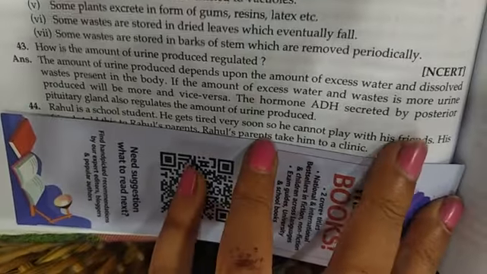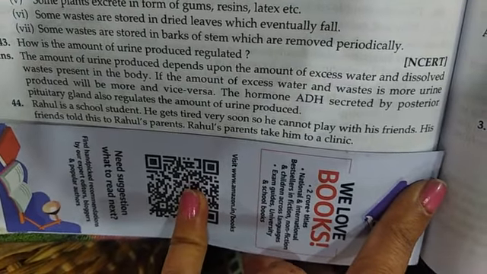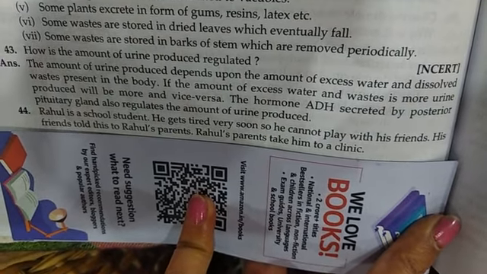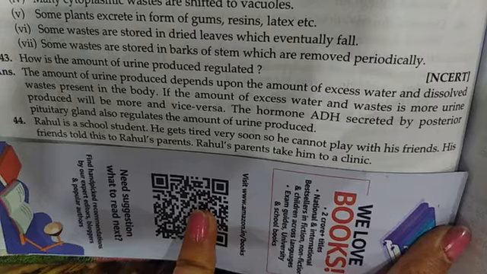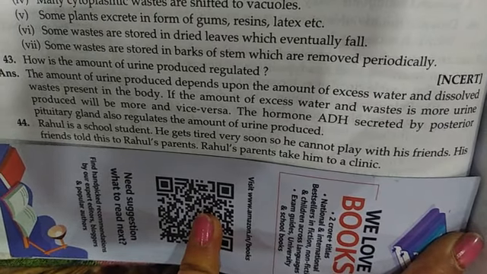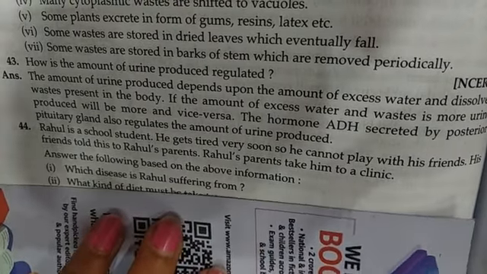That depends on the amount of excess water and dissolved waste present in the body. If the amount of excess water and waste is more, urine produced will be more, and if it is less, it will be less. The hormone ADH secreted by the posterior pituitary gland regulates the amount of urine produced.